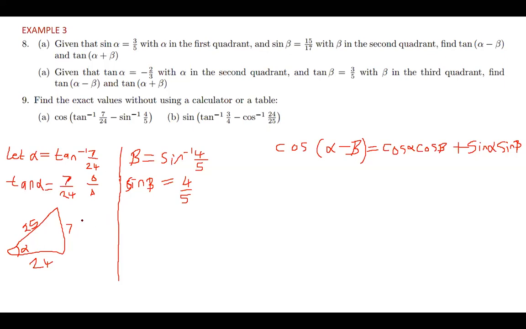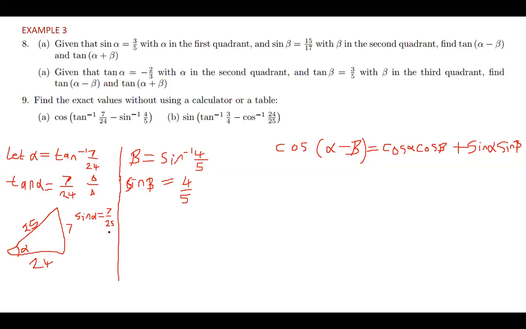So now, how do I find my sine alpha and my cos alpha from this? Sine alpha is going to be equal to, I know sine is opposite over hypotenuse. So my opposite is 7, and then over hypotenuse, which is 25.